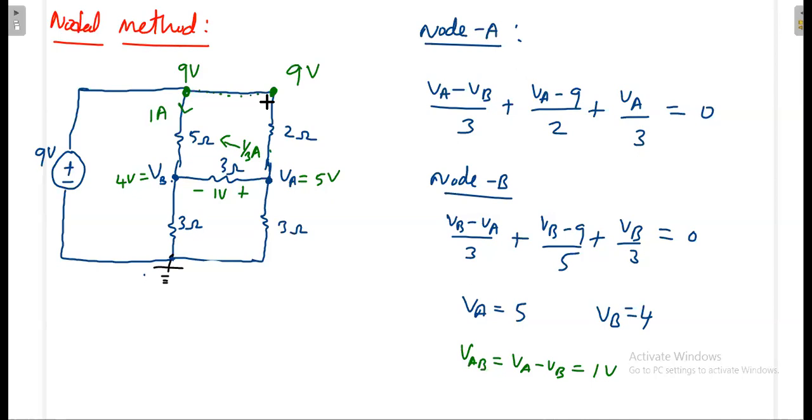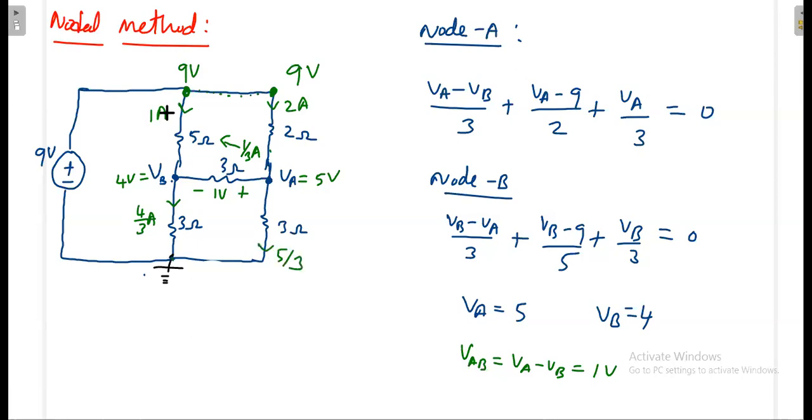4 divided by 2 is 2 ampere current. Here 4 volt, here 0 volt. Difference is 4 volt. 4 divided by 3, 4 by 3 ampere current. Here 5 volt, here 0 volt. 5 divided by 3, 5 by 3 ampere current.